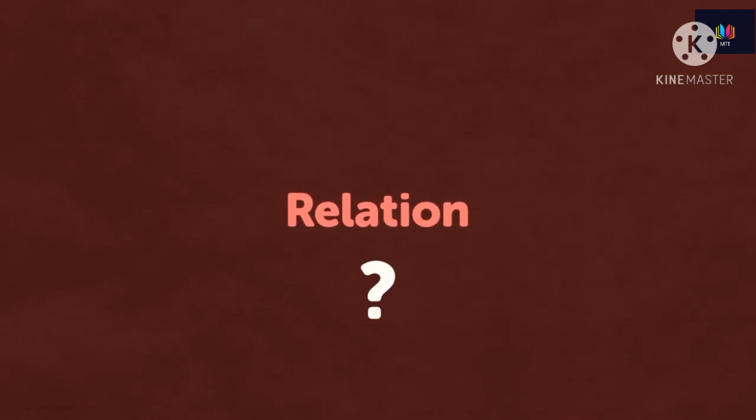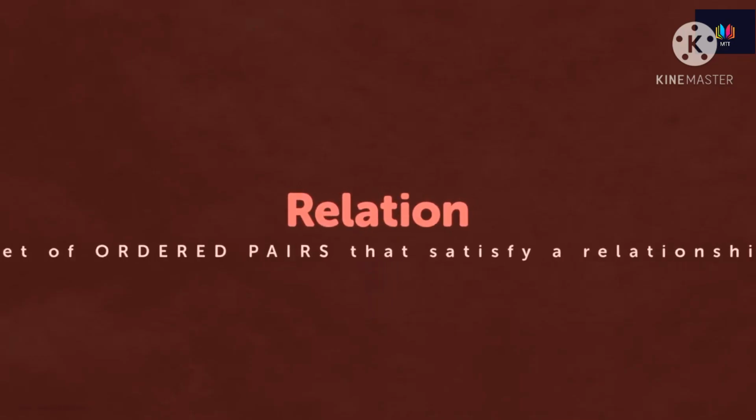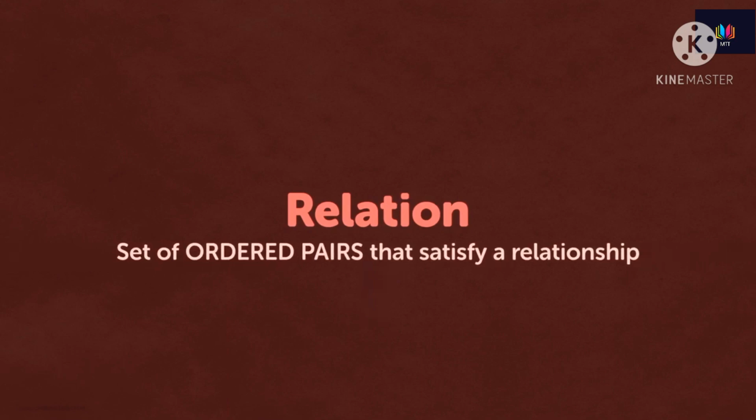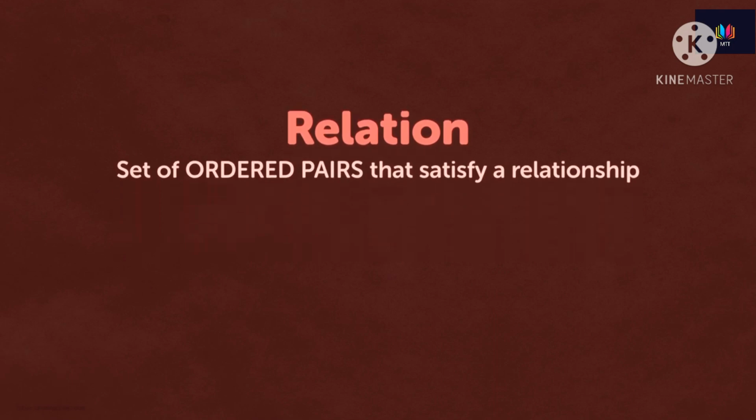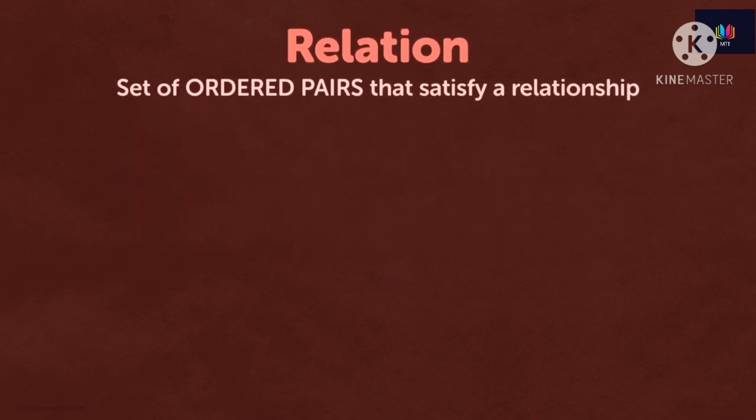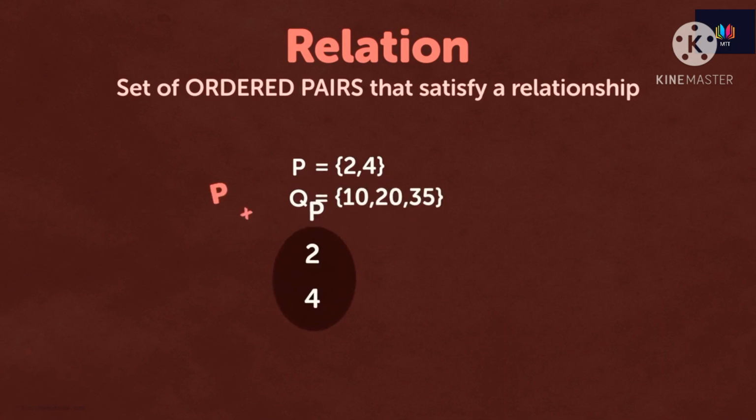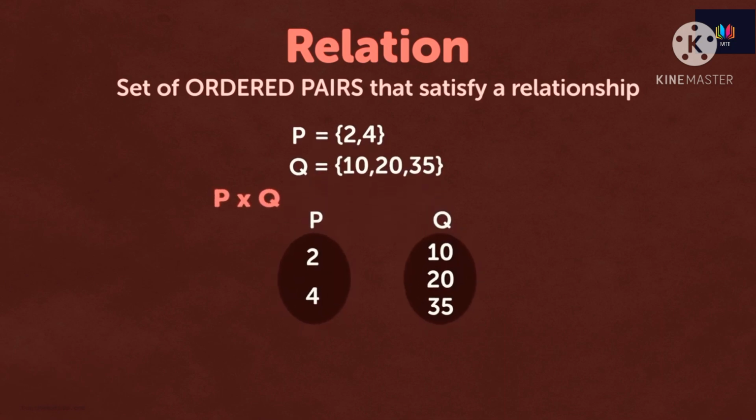Relation? A relation gives us a set of ordered pairs that satisfy a relationship. Let's understand this using an example of two sets. We have two sets P and Q. Set P has elements 2 and 4 and set Q has elements 10, 20 and 35. We first take the Cartesian product of the two sets.